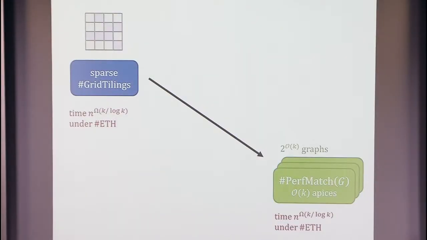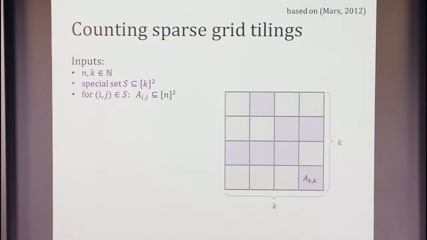Okay, let me just define first this problem of counting sparse grid tilings. In the problem of counting sparse grid tilings, we're given as inputs two numbers n and k, and some special index set S, which is a subset of the pairs you can build with elements from 1 up to k. So you can imagine this problem to be essentially a k times k grid, and then some of the cells in that grid are special. And for each special cell, you have a set A_ij, which is a subset of the pairs you can get from 1 up to n.